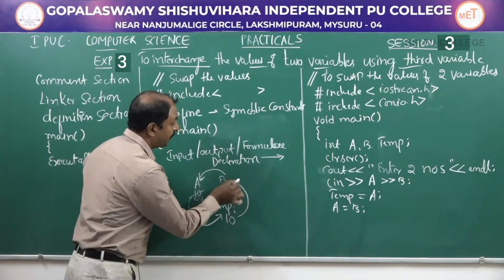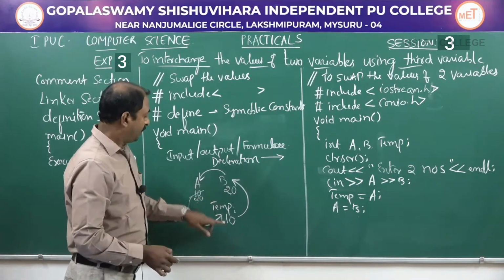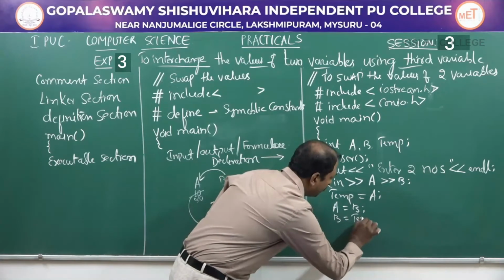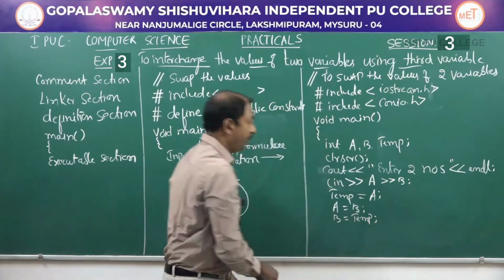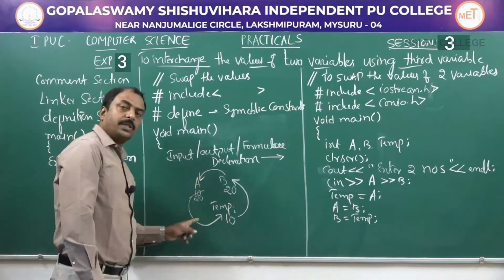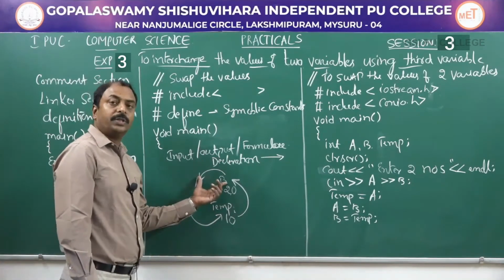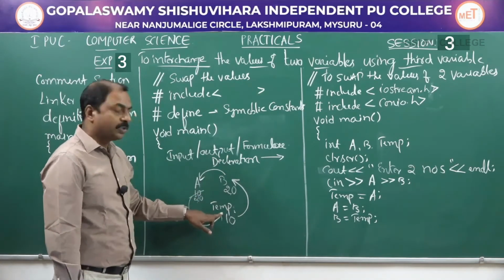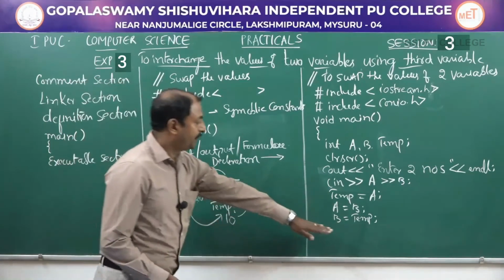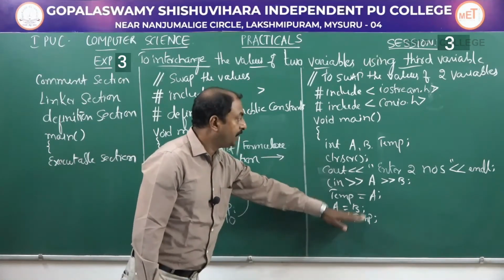So we have to push this value here. In this case, we have to make the value of b as 10. For that we are writing the statement b equals temp. So this is the logic we are using in this program to swap the values of two variables, or to interchange the values of two variables by using a third variable, temp. At the end of these statements, the values have been interchanged.